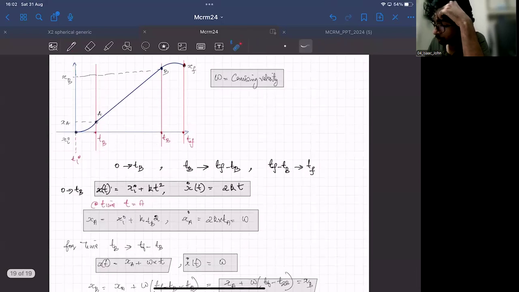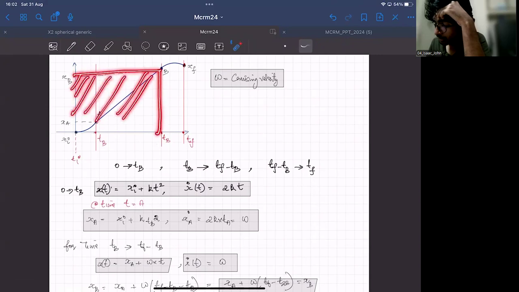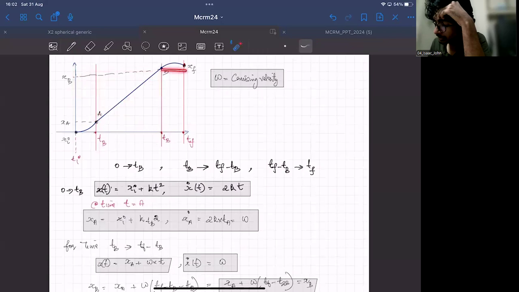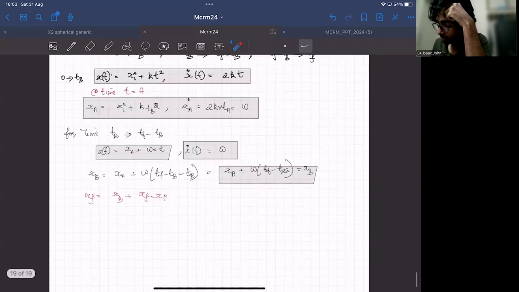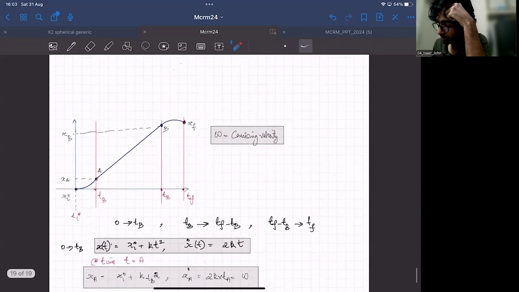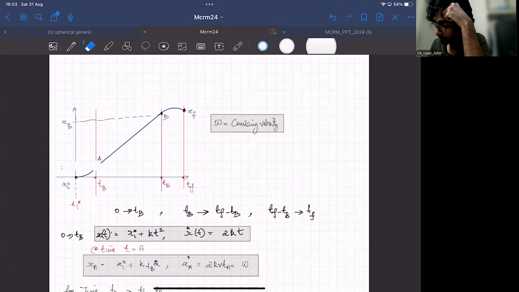So the thing is, up to here, we have already written an equation, and we need this much distance also to get the final x. The distance between xb and xf is the same as that of xi and xa, right? That is why I have written it like this, because of the symmetry. Xf is nothing but xb plus this distance, xa minus xi.